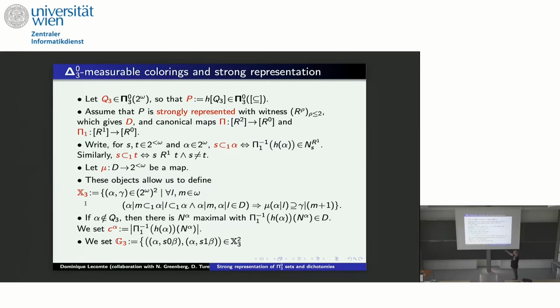It's a bit like G0. The two coordinates differ only at one coordinate. The first is the same, and the second differ only at one coordinate. And the position, first, alpha is out of Q3, and the length of this S, so the position at which we have a different coordinate, is exactly C alpha.